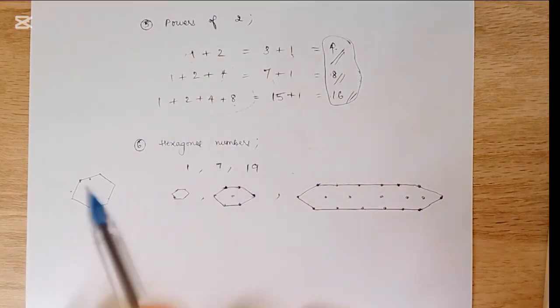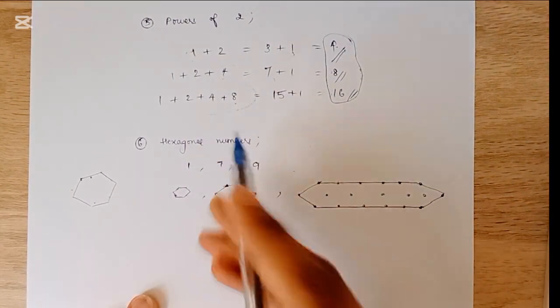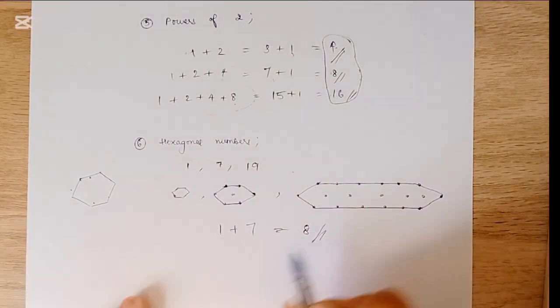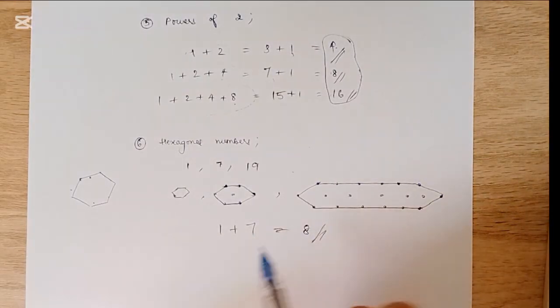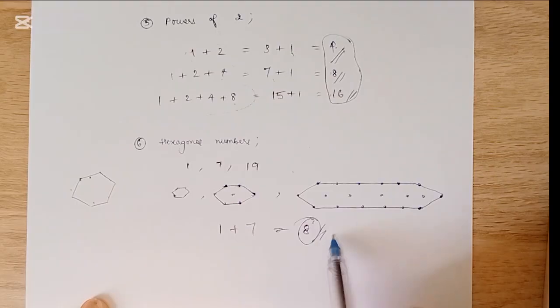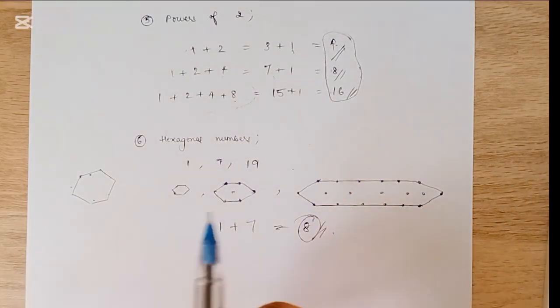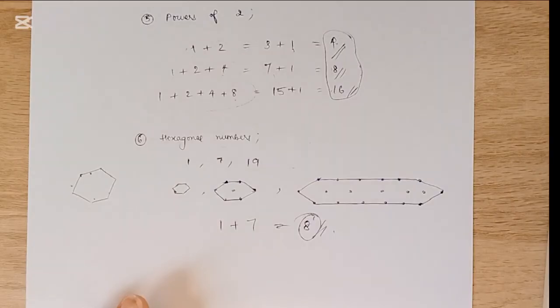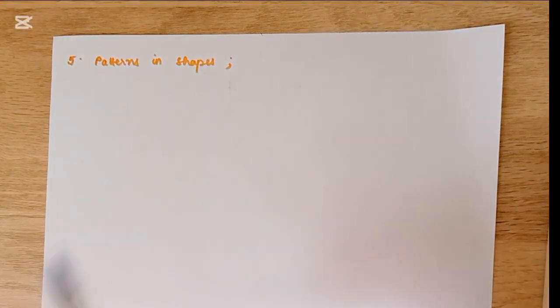Now the rule with hexagonal numbers is that when you add two hexagonal numbers, we're only taking one example, 7 plus 1 is 8. What is 8? 8 is a cube number, because with 8 you can make a cube. So that is all about hexagonal numbers. When you add hexagonal numbers, you get cube numbers.